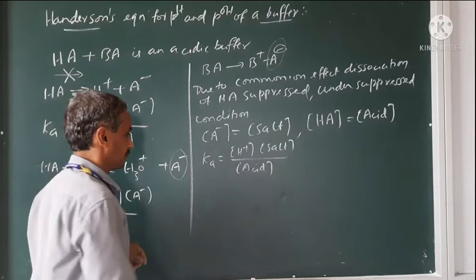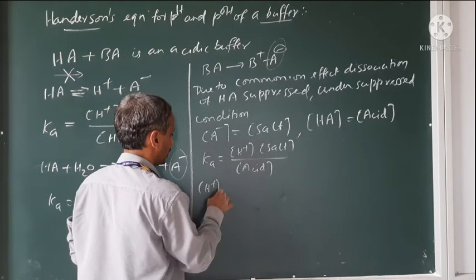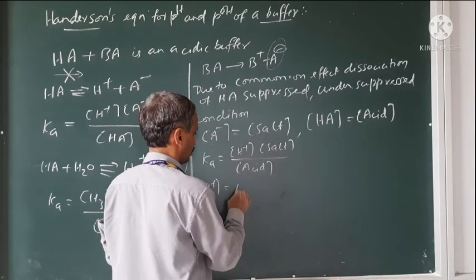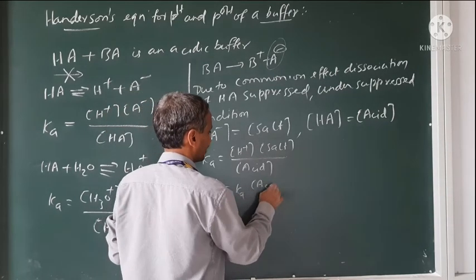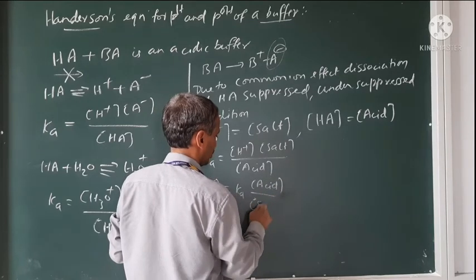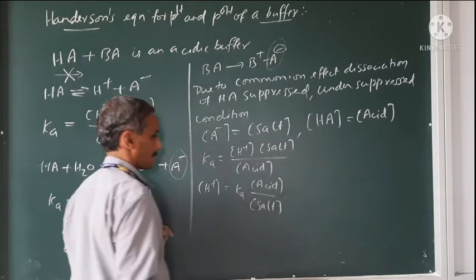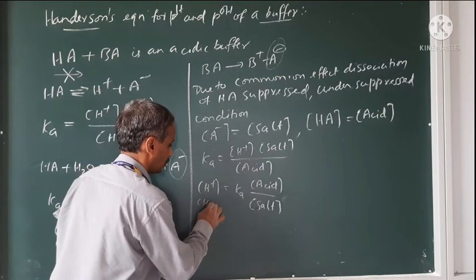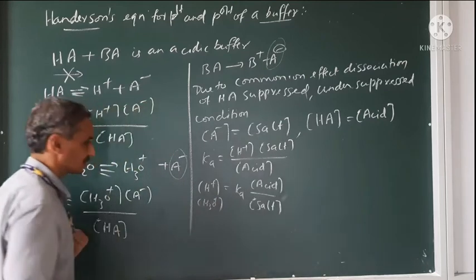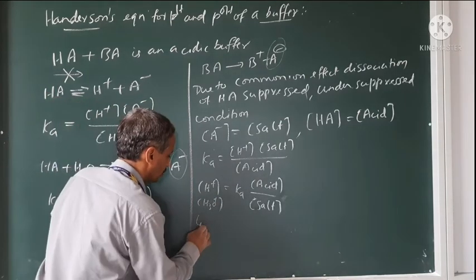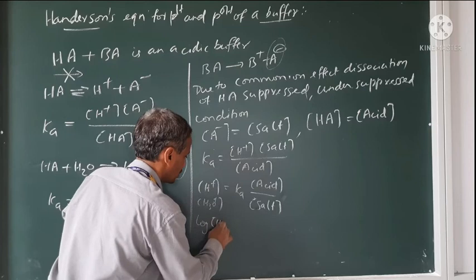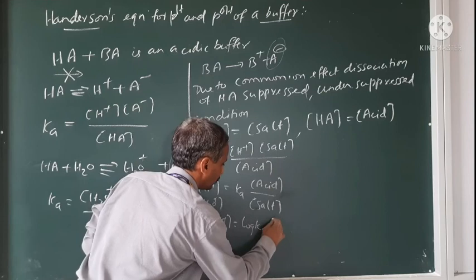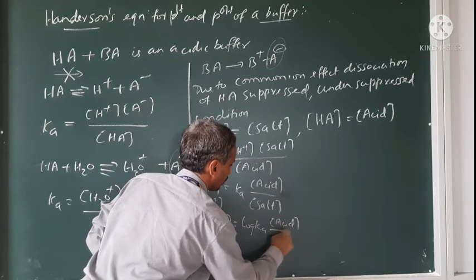So Ka is equal to H plus concentration into salt concentration divided by acid concentration. Now I want the pH, so take H plus on one side, because pH is the negative logarithm of H plus. H plus is equal to Ka into acid concentration by salt concentration, or I can write H3O plus also. Take the log on both sides. Log H plus concentration is equal to log of Ka into acid by salt concentration.